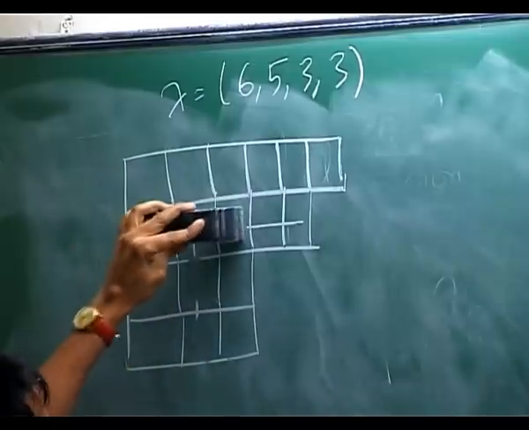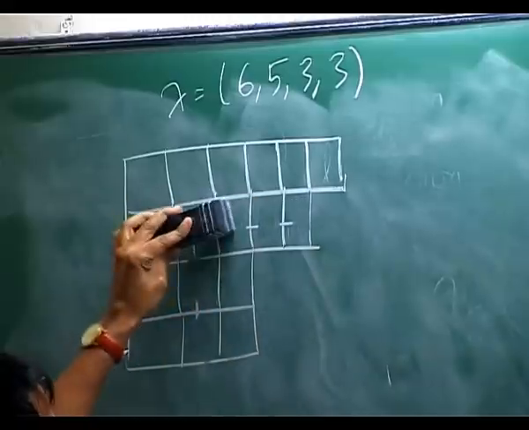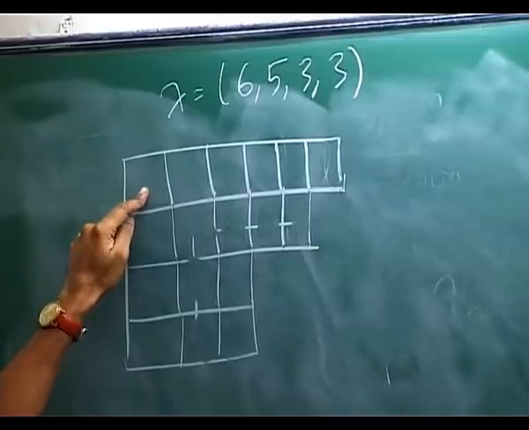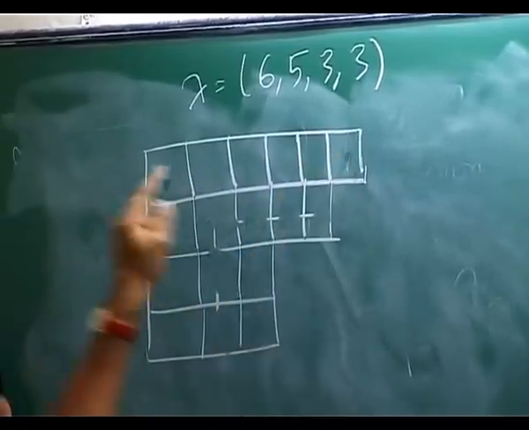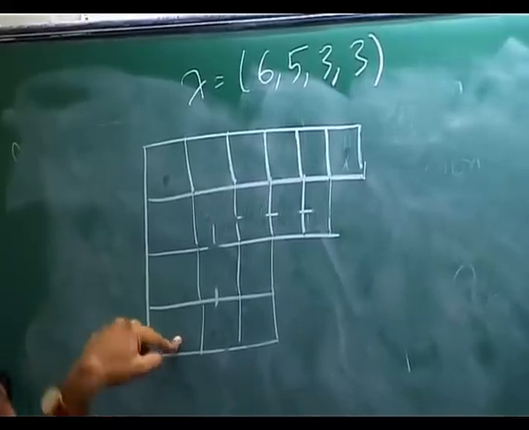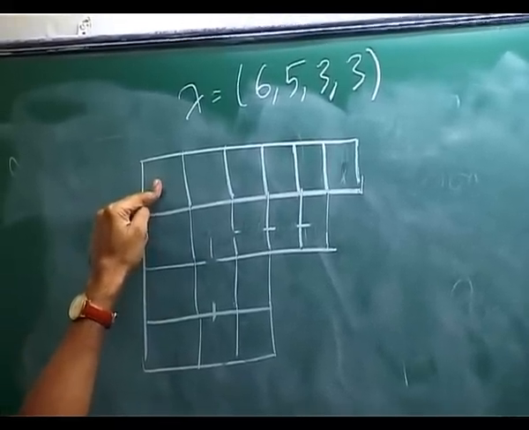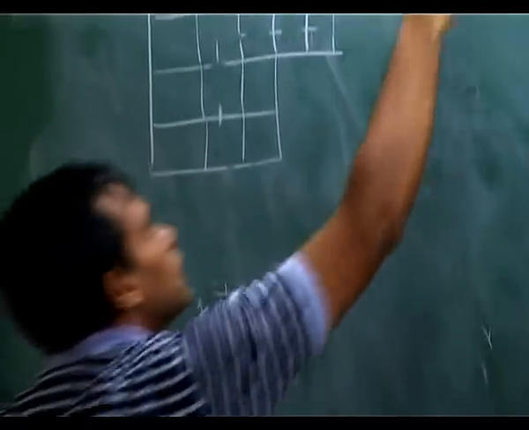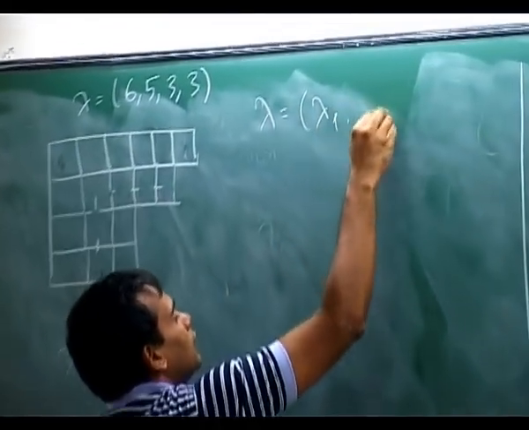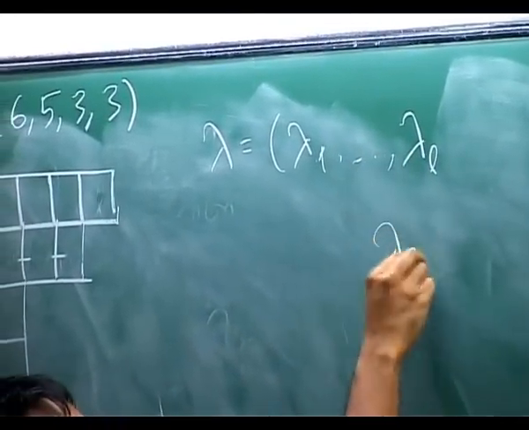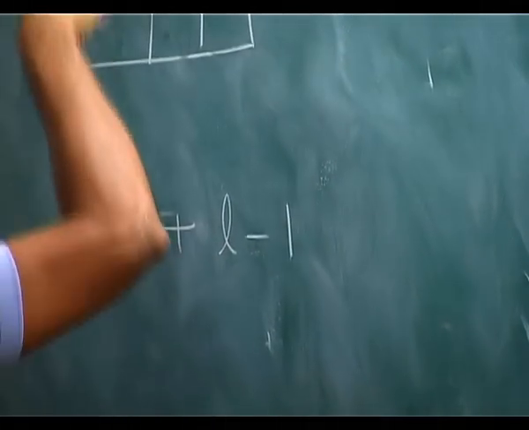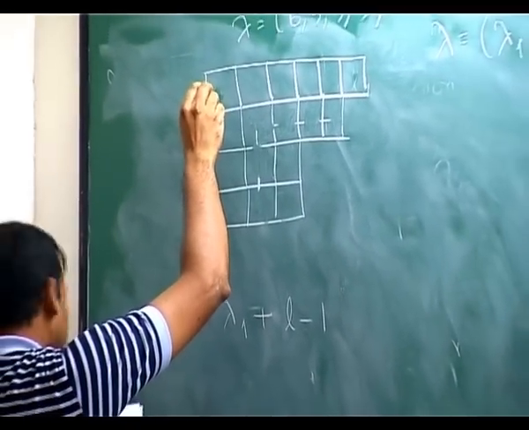So let me just fill out all these boxes with their hook lengths just to illustrate. What's the hook length here? There's 6 over here, and this partition has 4 non-zero parts, so it's 6 plus 4, but I'm counting this box twice, so it's 6 plus 4 minus 1. Suppose I write lambda to be lambda 1 through lambda L, where lambda L is greater than 0, then it's lambda 1 plus L minus 1. So here I get 6 plus 4 minus 1, that's 9.